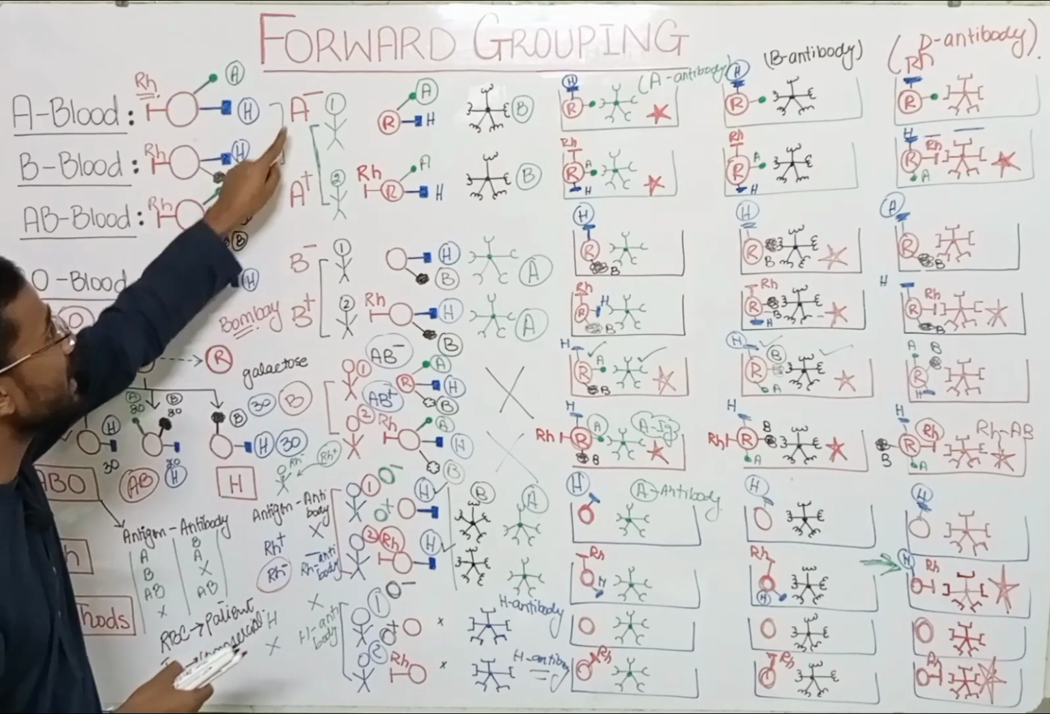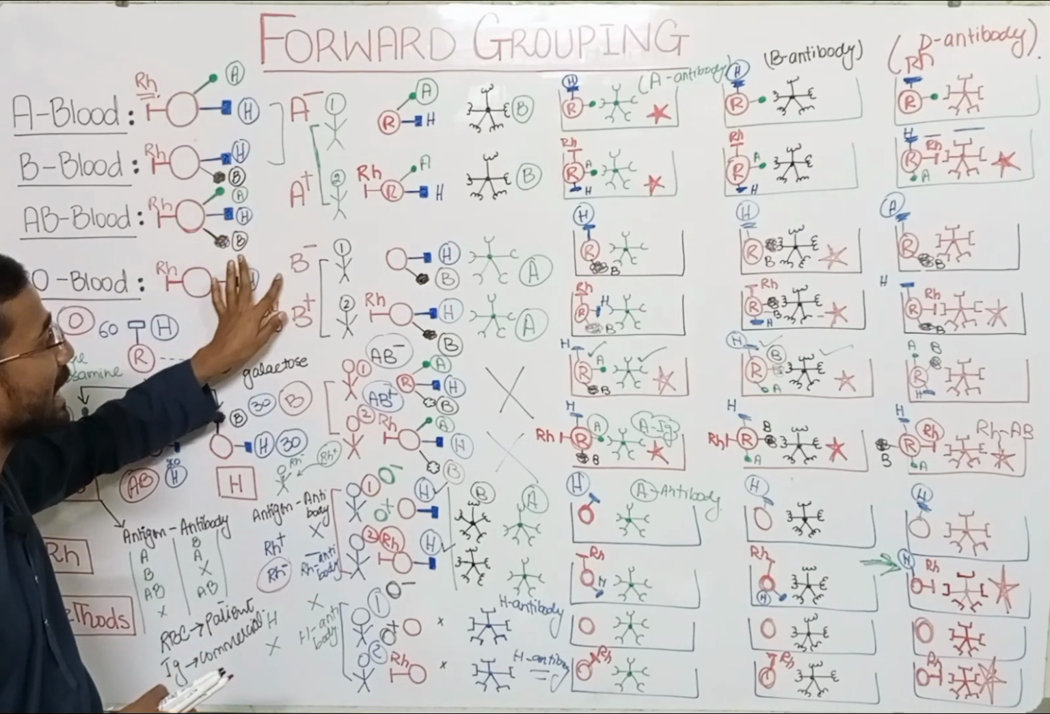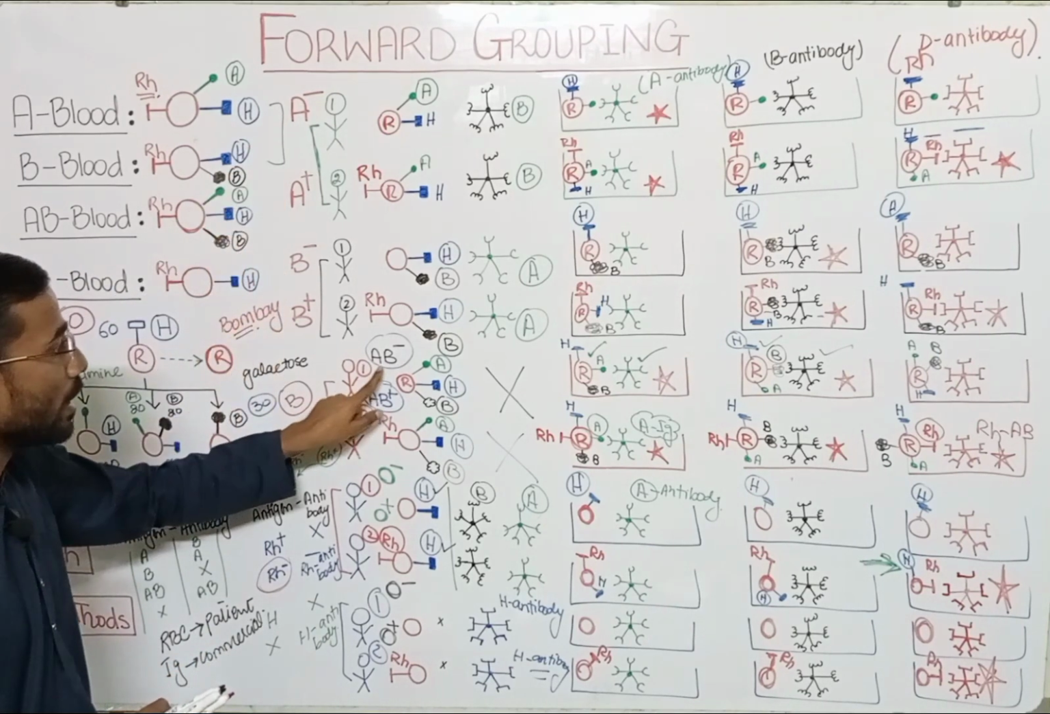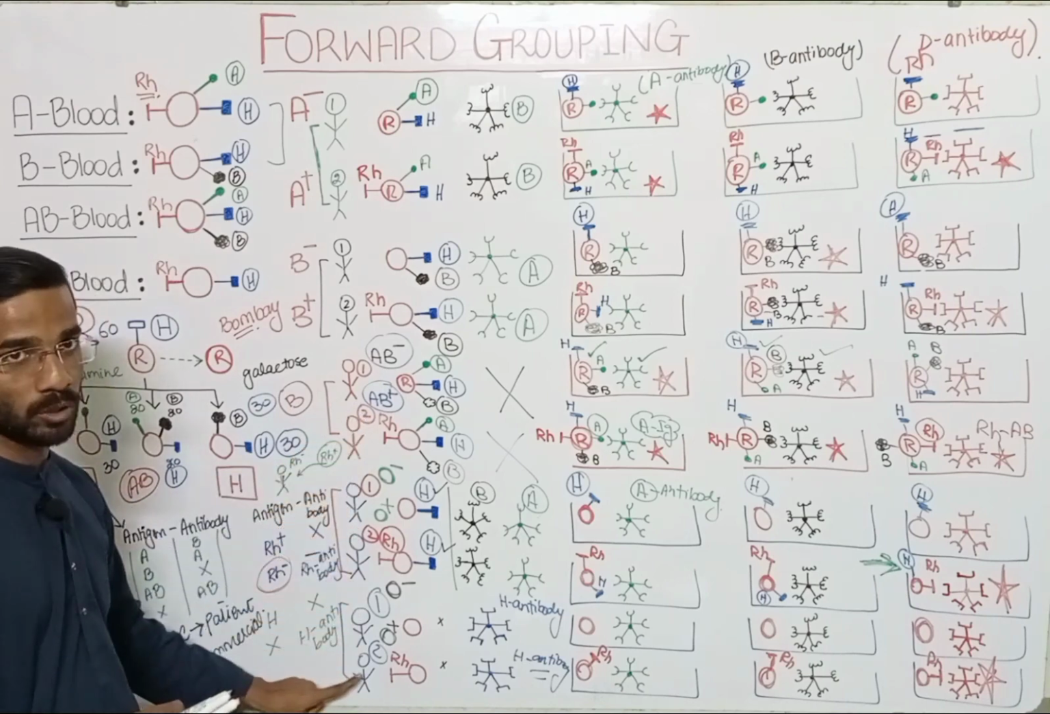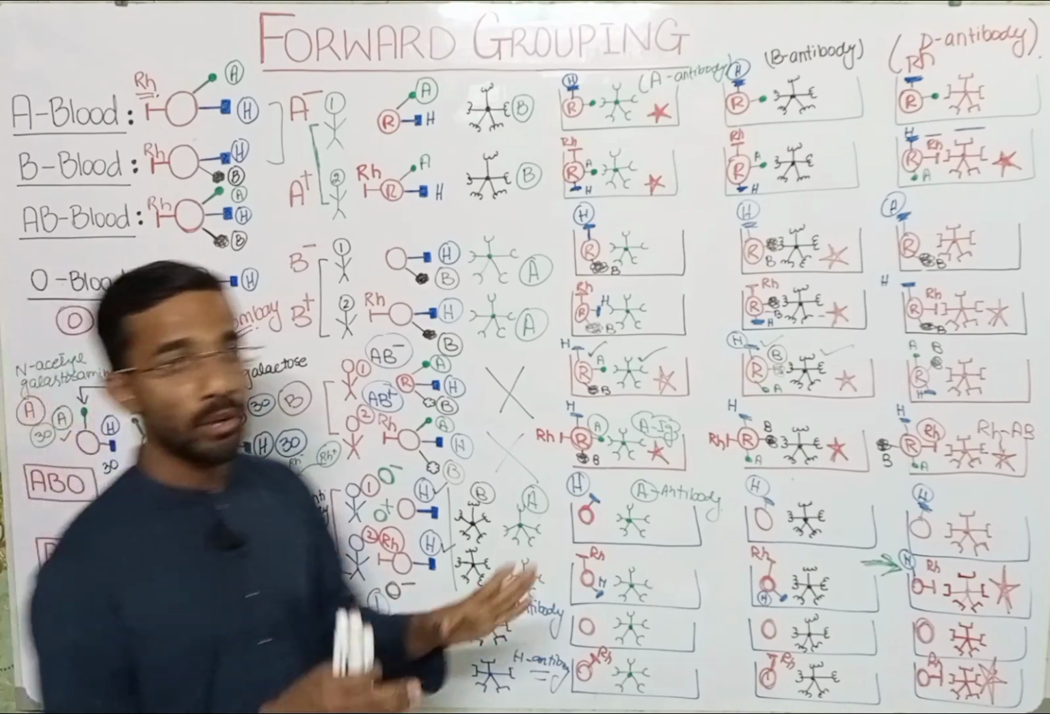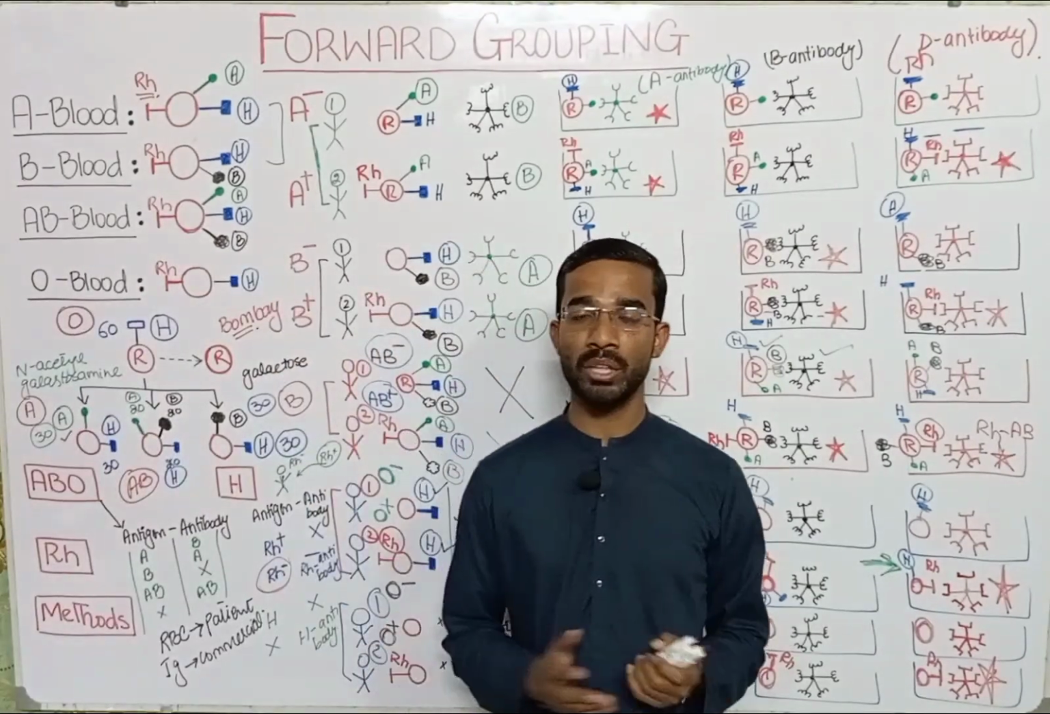In that case, you will see A negative, A positive, B negative, B positive, AB negative, AB positive, O negative, O positive, O negative, O positive. So these are basically the forward grouping. So this is all about the forward grouping.